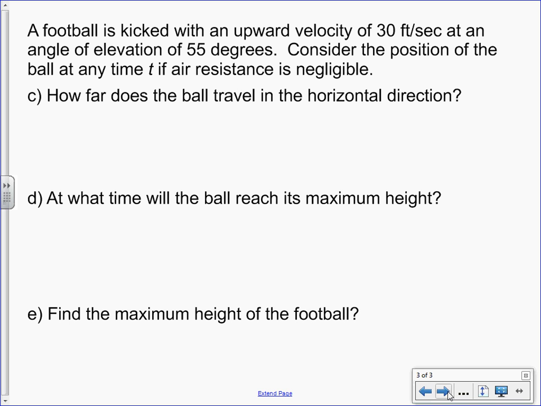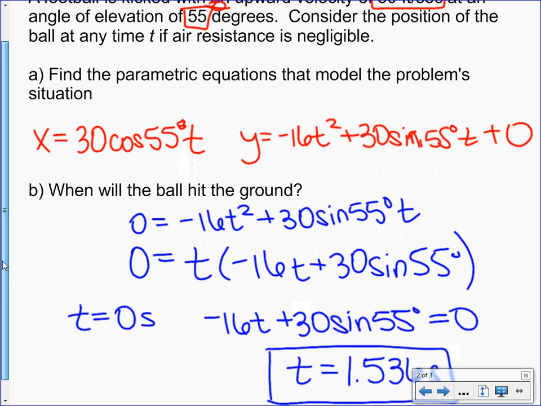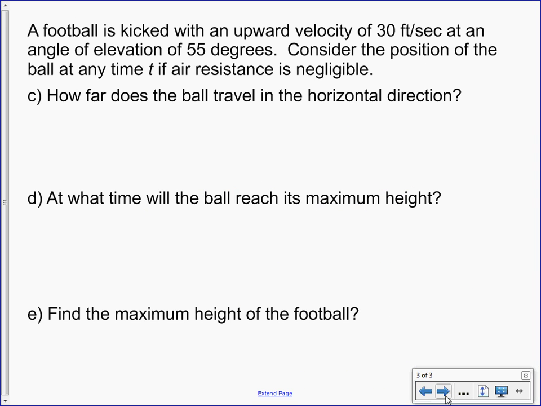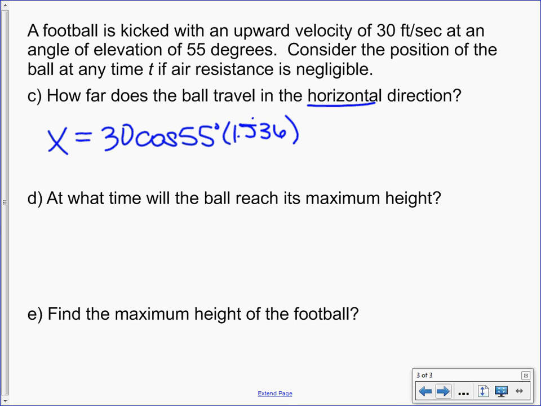Okay. What is x when y is 0? Do we know when y equals 0? Yes, we just figured out that it took 1.536 seconds for this ball to travel to hit the ground again. So if I want to know how far it went, first of all, horizontal tells us we need to plug a t value in for x. Second of all, we know how long it was in the air, so we can plug in 1.536, right?